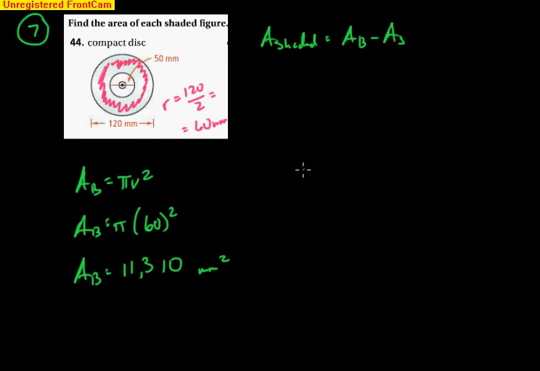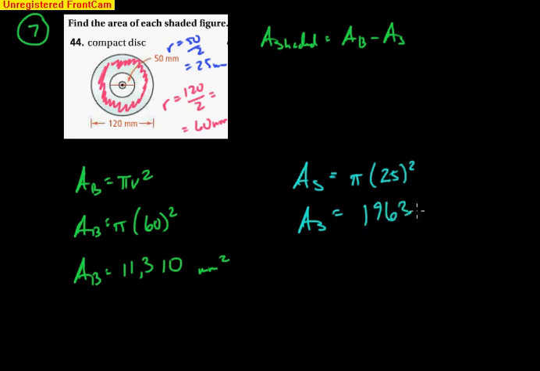Now let's find the area of the small one. Area of the small. Again, the diameter is 50 millimeters. So to find the radius, we need to take 50 and divide by 2. And that is, of course, 25 millimeters. So there's our radius for the small. Pi times 25 squared. So the area of the small circle is 1963. Again, I'm rounding to no decimals just because I choose to. 1963, and that's millimeters squared.